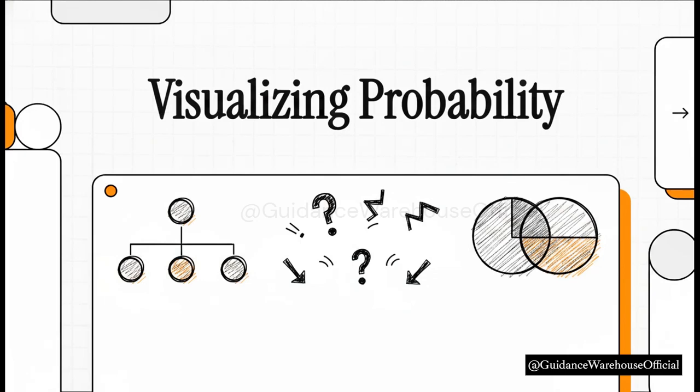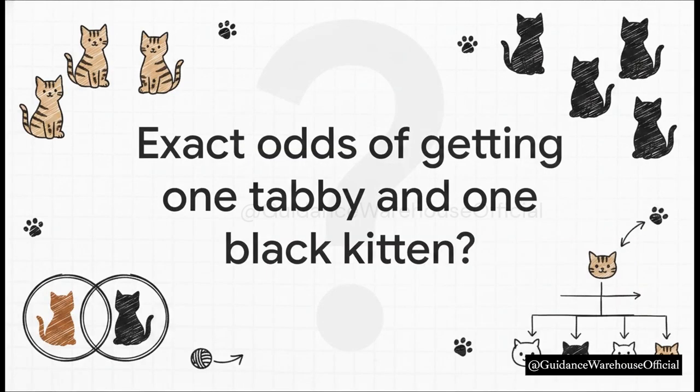Imagine you walk into an animal shelter. You're staring at a litter of 9 kittens, 4 tabbies and 5 black kittens. You are going to randomly adopt exactly 2 of them. So what are the exact odds that you walk out with 1 tabby and 1 black kitten?